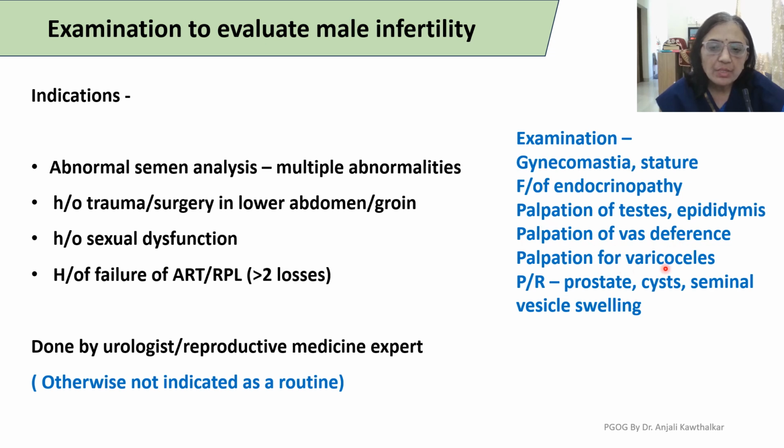Palpation for varicocele should also be done. PR examination is done to see whether the prostate size is normal, whether there is any midline cyst, or whether there is seminal vesicle swelling, which can be detected by digital per rectal examination. Now, this examination is done by a urologist or reproductive medicine expert. This examination is not indicated as a routine. It is indicated especially with these indications only.